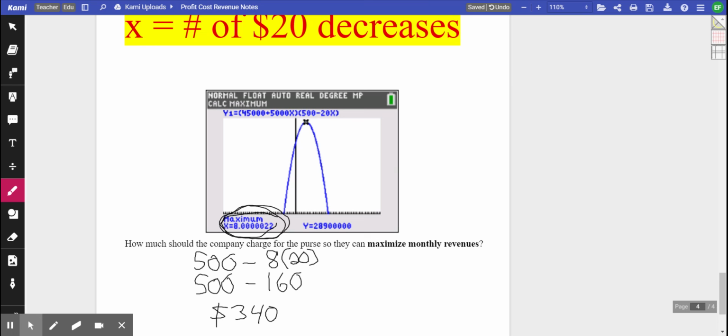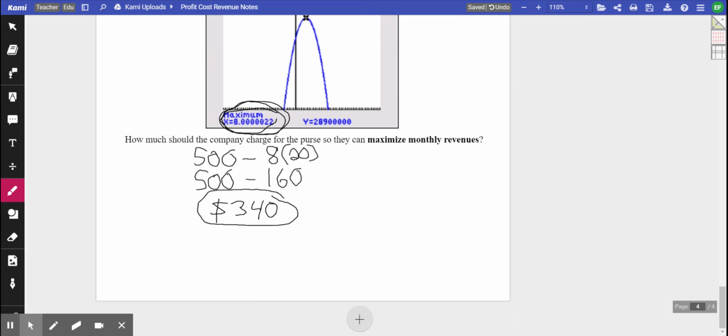So how much should the company charge for the purses to maximize their revenue? If they charge $340, that's going to be their sweet spot. They're going to be able to maximize their revenue. I think that's 2.8 million dollars in revenue per month, if I'm looking at the number of zeros right. So hopefully that was a little bit better. You're able to pause. Let me know if you have any questions. And as always, thank you so much for watching.